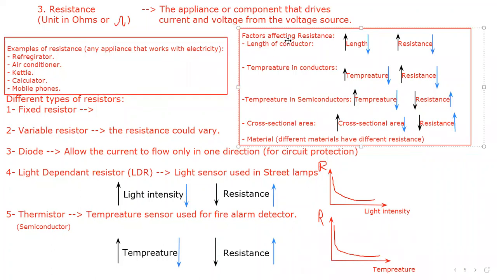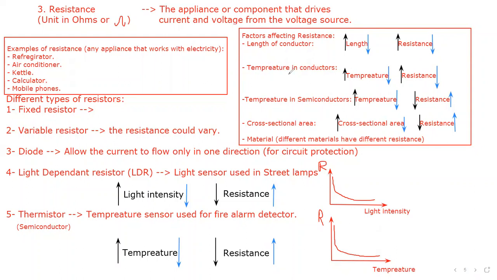The factors that affect the resistance are, the first thing is the length. As the length of the conductor increases, what will happen to the resistance? The resistance will increase as well. So as the length increases, the resistance increases. And as the length of the conductor decreases, the resistance will decrease.